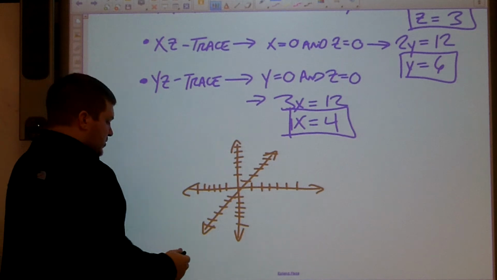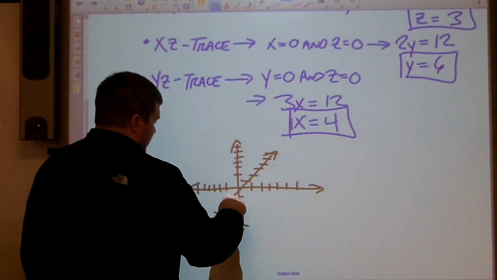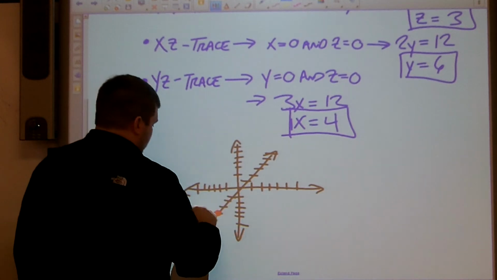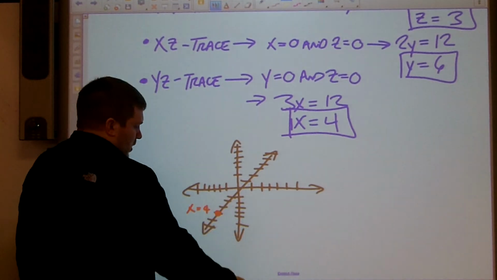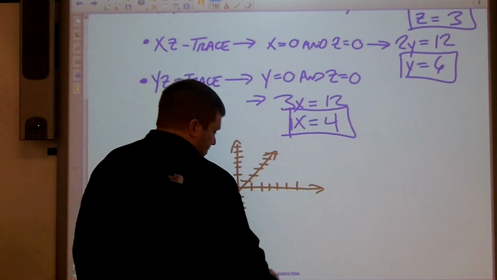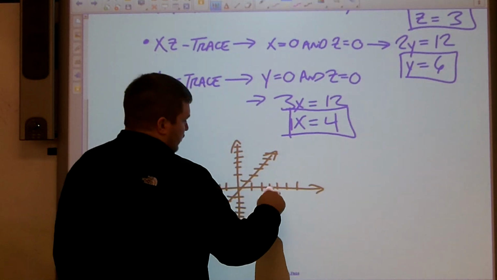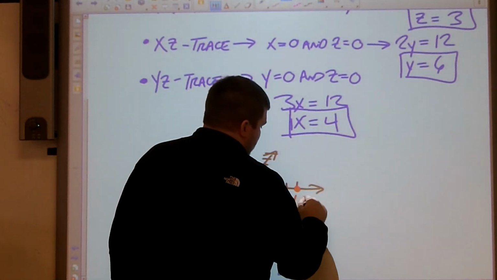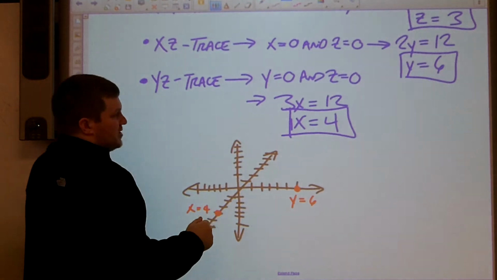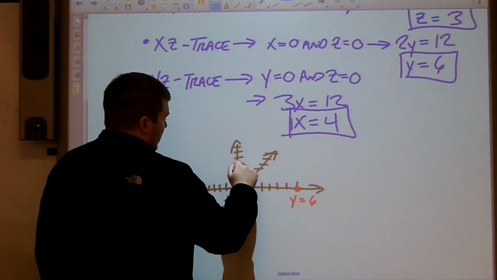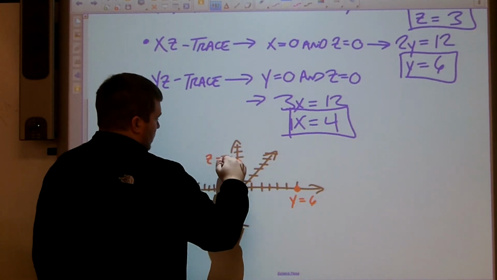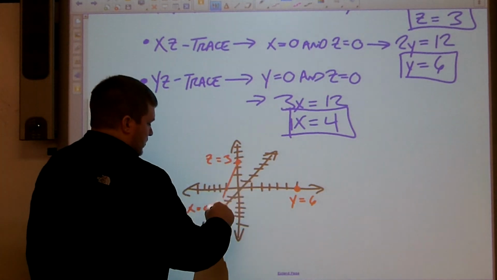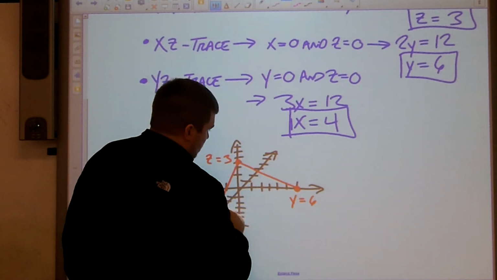All right, so the first one, X equals 4. So 1, 2, 3, 4. It's right here. That's X equals 4. All right, the next one, Y equals 6. 1, 2, 3, 4, 5, 6. So Y equals 6. And then the last one, Z equals 3. 1, 2, 3. Okay? Now what I want to do is just connect the dots.